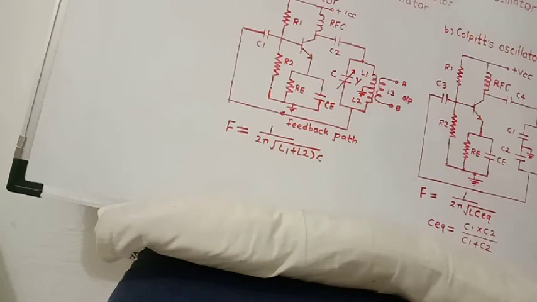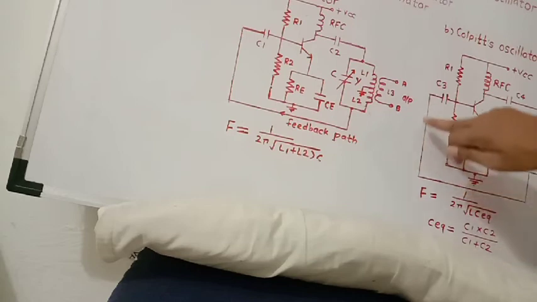Now we will see the working of this Colpitts oscillator. When collector supply VCC is switched on, a transient current is produced in the tank circuit, and this provides the input signal to the base of the transistor.